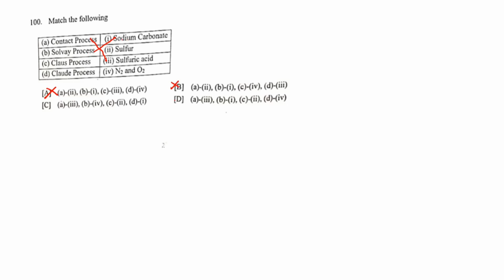அப்ப B க்கு வந்து 1 இருக்கும். B க்கு 1, B க்கு 4 இருக்கு. What is the answer? Option D is correct. Okay, so direct question. If you know any two processes, we can find out the answer for this question. Okay, go for the next question.